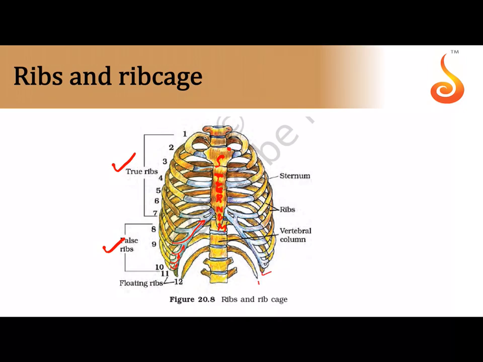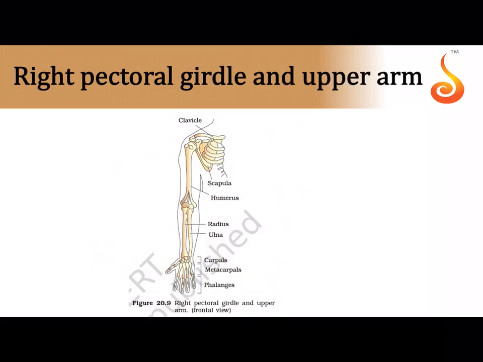And there are two ribs which are floating below, the 11th and the 12th pair. They don't even come all the way to the sternum. As a result, they are referred to as the floating ribs. They are meant for protection of your kidney.